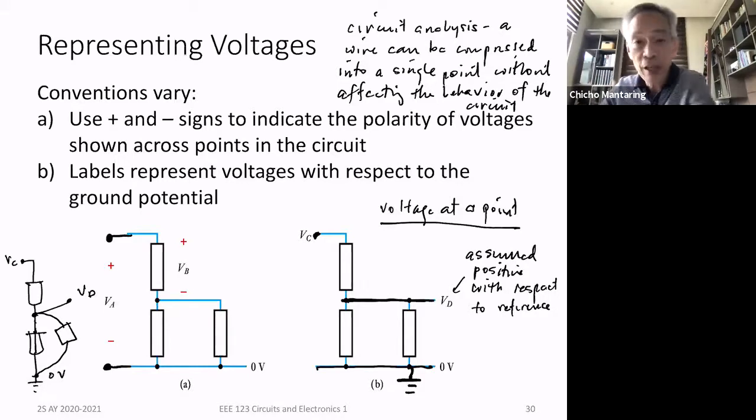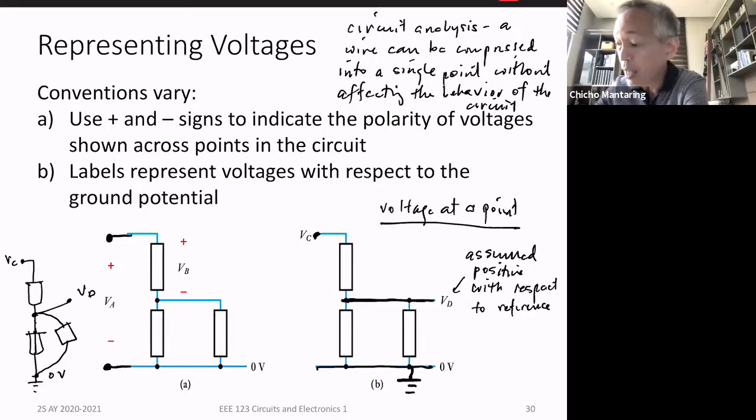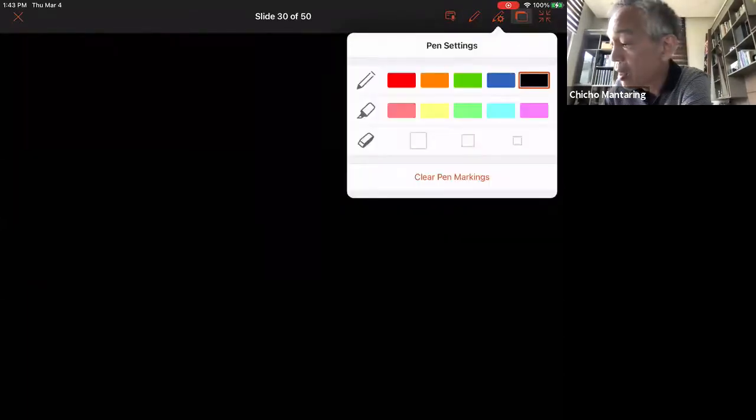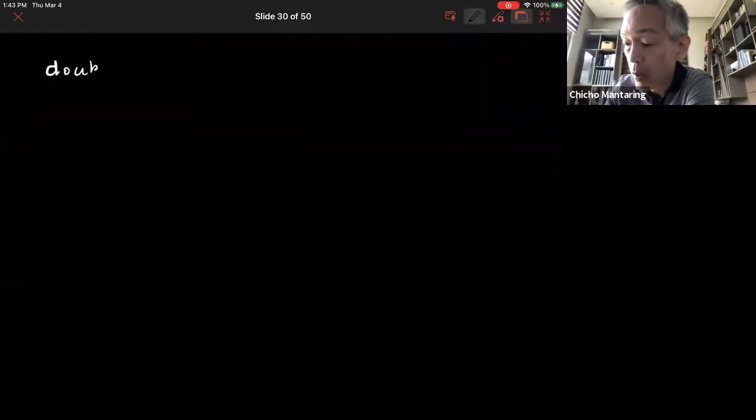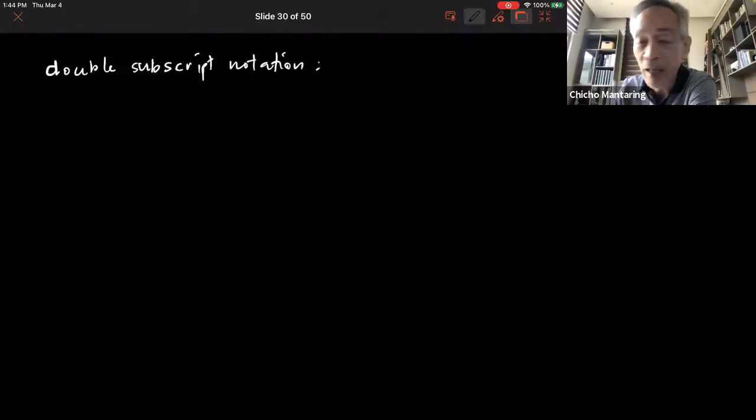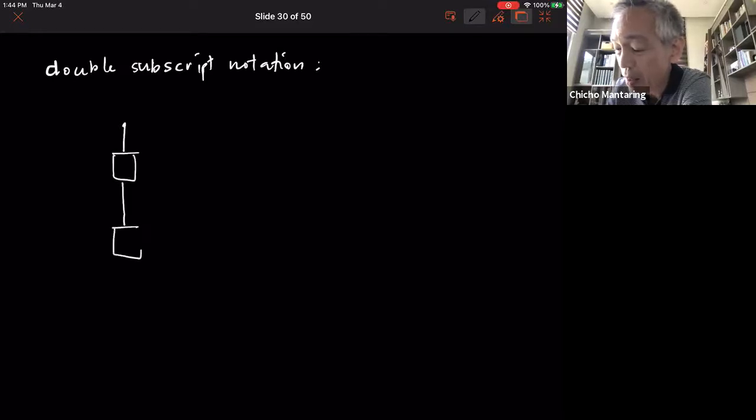Okay, let me go to the third method of representing voltage, which I said I would talk about, and this is double subscript notation. This is what we call double subscript notation. I think this should have been part of the notes. Pasensya na, these notes were developed not by me. So the same circuit that we had earlier.